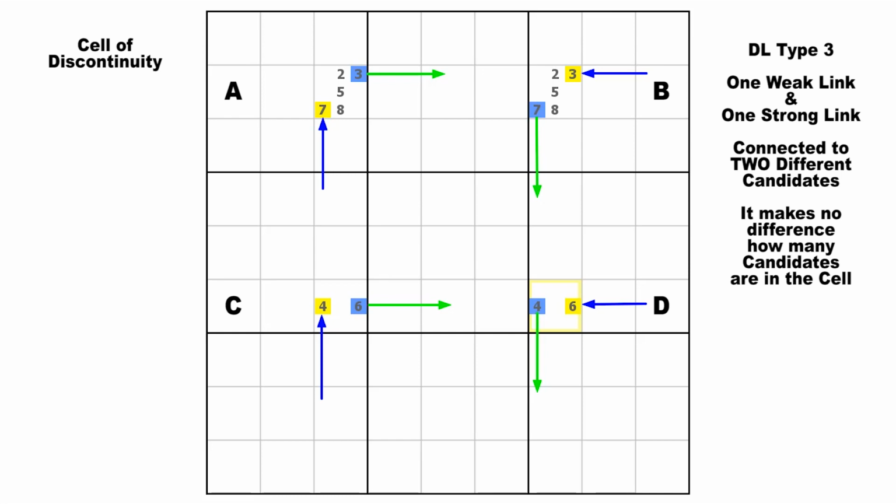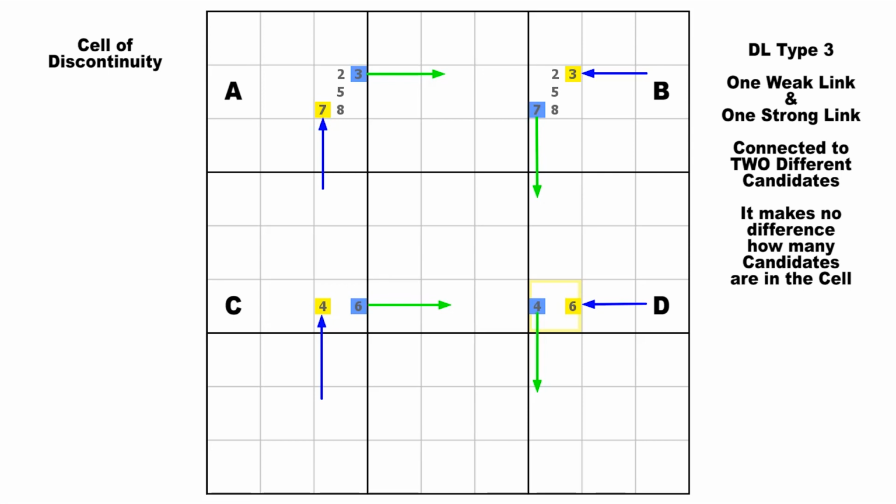Just like DL's type 1 and 2, this violates propagation rule number 3 that says in order to function normally, when you have one weak link and one strong link going into and coming out of a cell, they must both be connected to the same candidate, right? So again, this configuration breaks the rules.